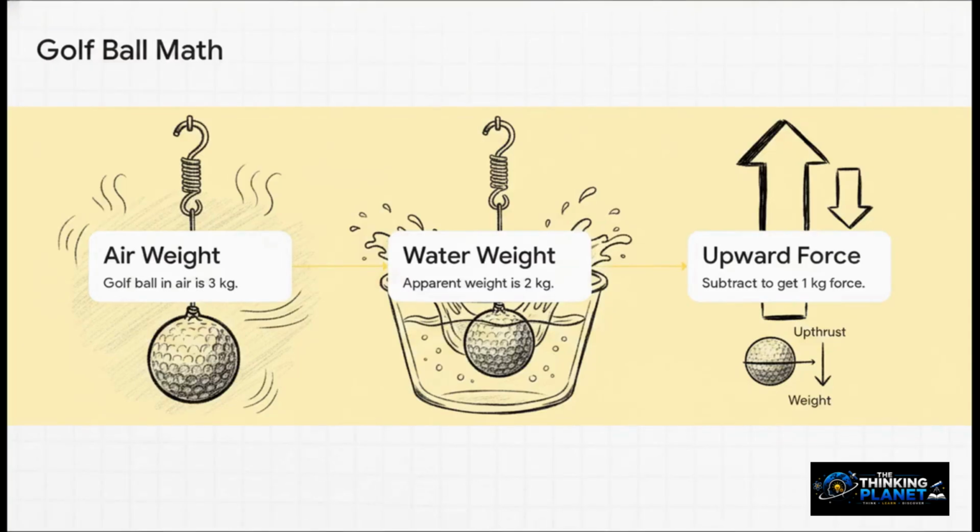Let's apply our formula to a new object, say a heavy golf ball. First, we hang the golf ball from our spring balance in the air, and its real weight is 3 kilograms. Next, we partially immerse the ball in a water tub, and the apparent weight on the scale drops down to 2 kilograms. Finally, doing our simple subtraction of real weight minus apparent weight, 3 minus 2, tells us the upthrust is exactly 1 kilogram of force.